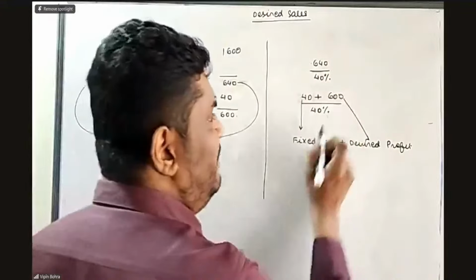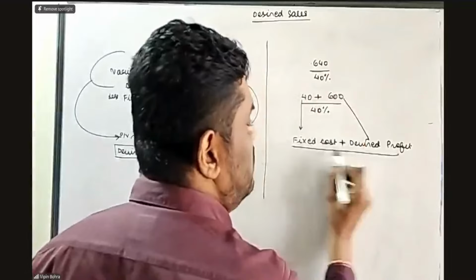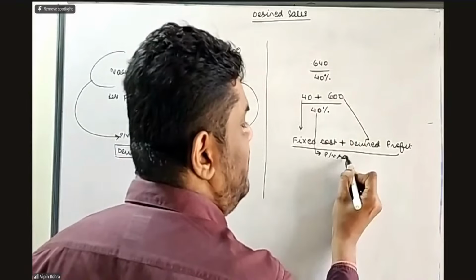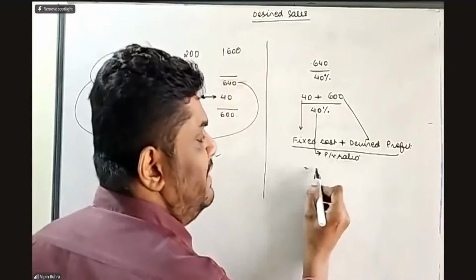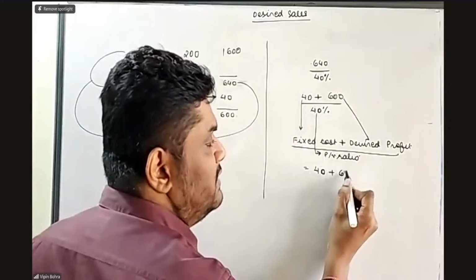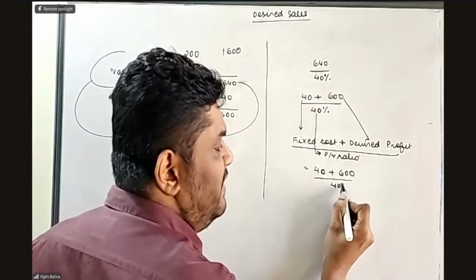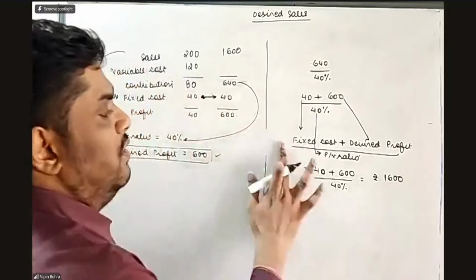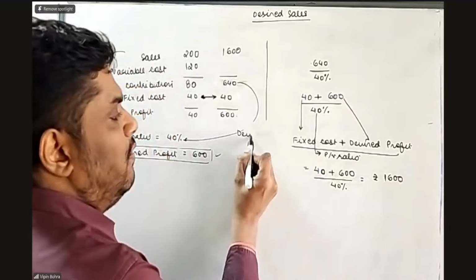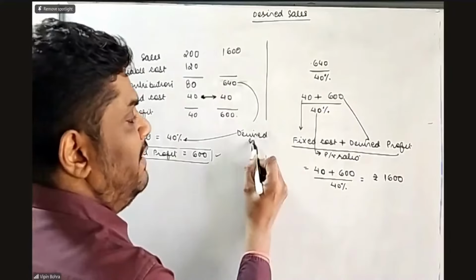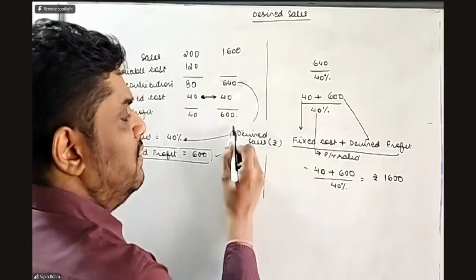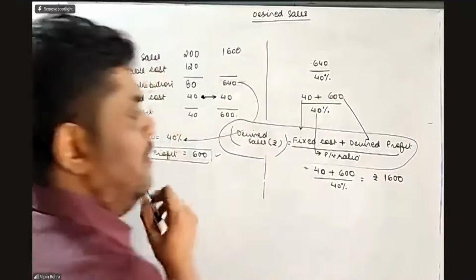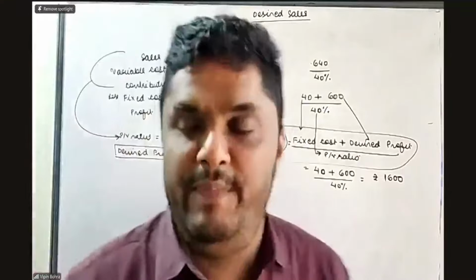But herein the profit figure is given, that is 600. So fixed cost plus desired profit divided by 40% is what? My PV ratio. So very simple. 40 is my fixed cost, 600 is my desired profit, PV ratio is 40%. So this will be rupees 1600. So when talking about the formula for desired sales in rupees, it will be fixed cost plus desired profit divided by PV ratio.